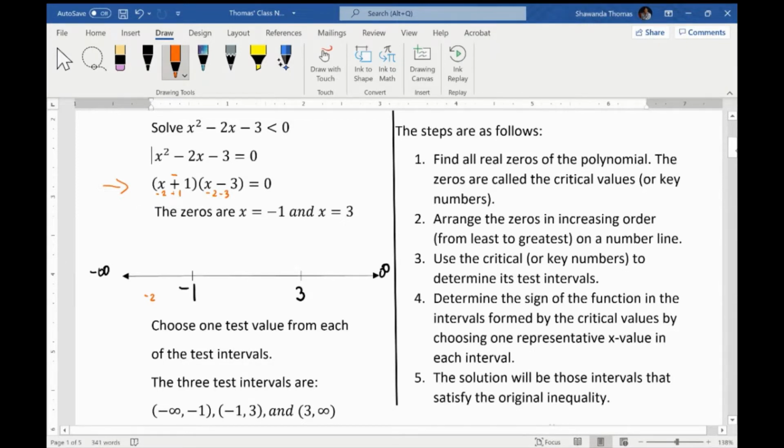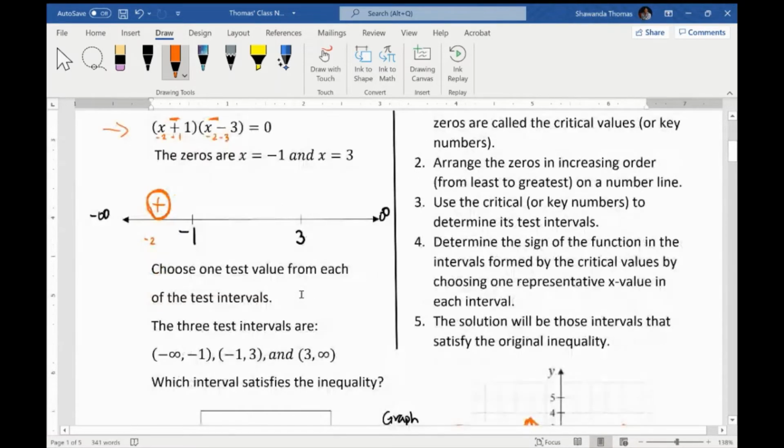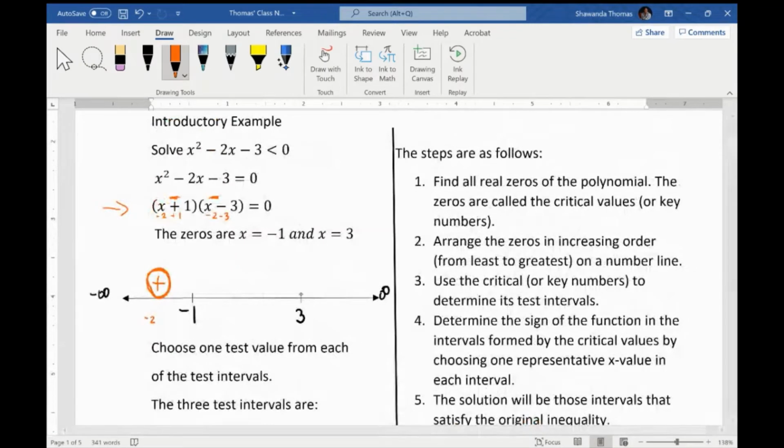What's a negative times a negative? A positive. So in this interval, you're only going to have positive y values. All right, let's test a number between -1 and 3. What's the easiest number you can think of between -1 and 3? 0, 1. All right, I love plugging in 0.